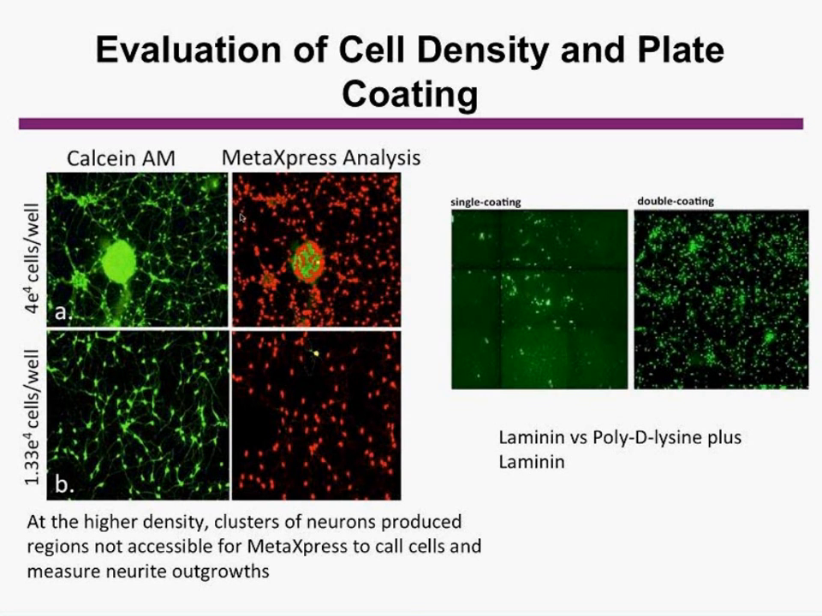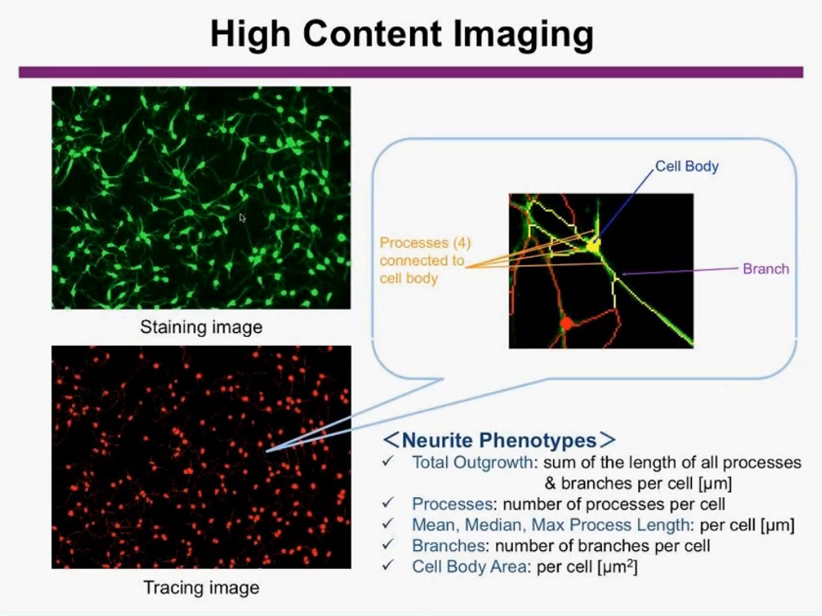We also spent a bit of time, with the help of CDI, looking at different ways to coat the plates. We evaluated both double coating and single coating, and the double coating is much, much better in terms of having a large number of cells that are plated. We use high-content imaging.